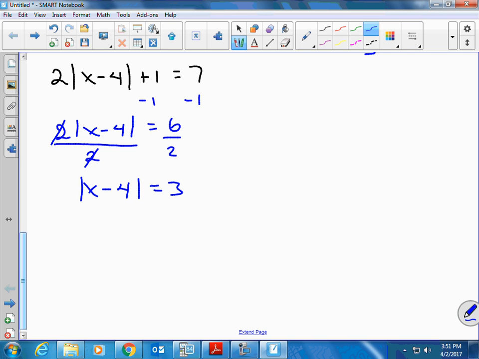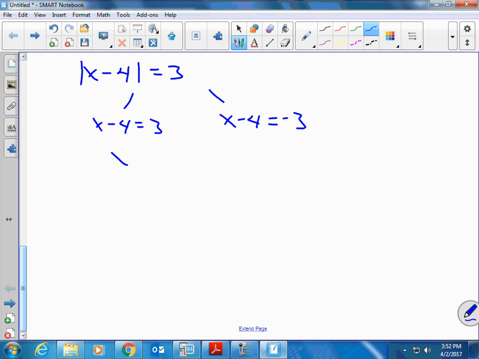Now we are back to what we had before. We have the absolute value isolated, and now we can split it into our 2 parts. X minus 4 can equal 3, and x minus 4 can equal a negative 3. If it's either one of these, the absolute value will make it a positive. Add 4 to both sides, and x equals 7. Add 4 to both sides, and x equals 1.